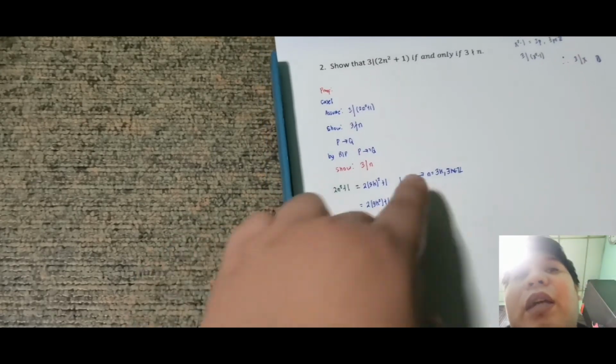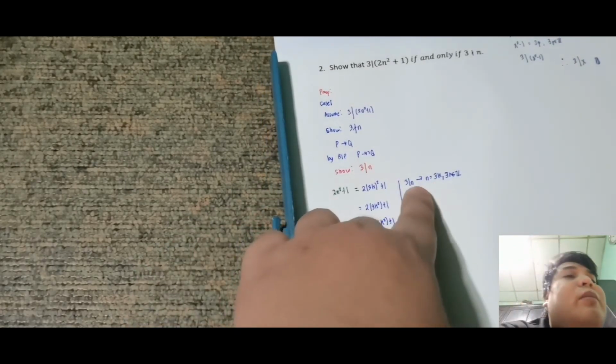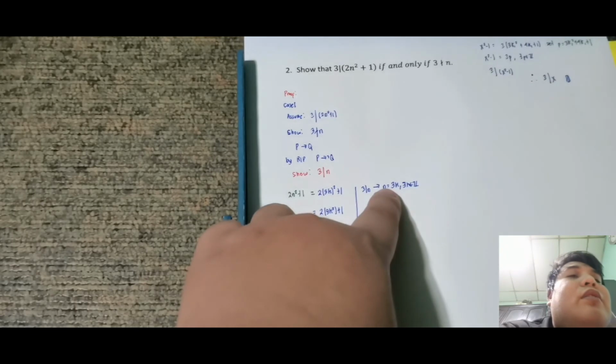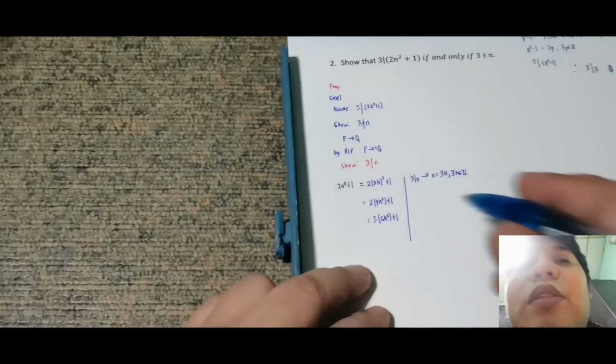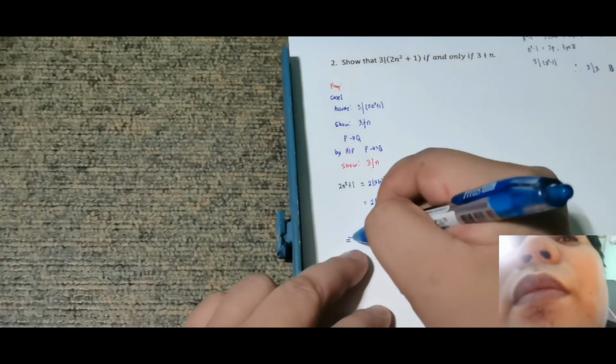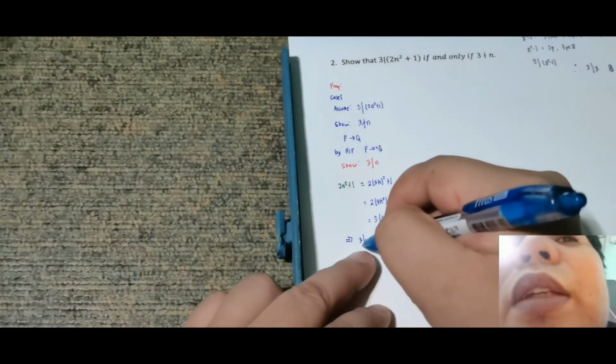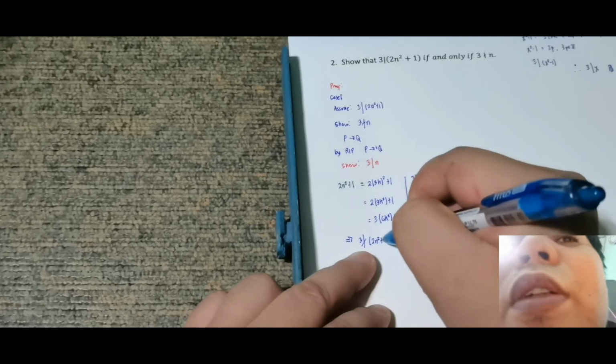Okay, so pag ginamit ko yung value na 3 divides n, anong nangyari? N is equal to 3k. So pinabstitute ko dyan. So anong nangyari? Walang lumabas na 3. So this implies that 3 does not divide 2n squared plus 1.